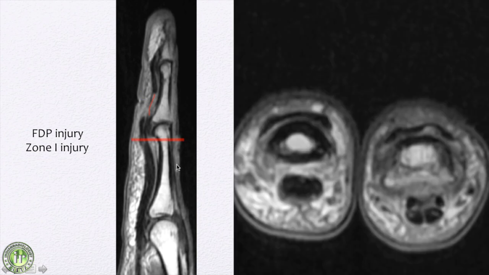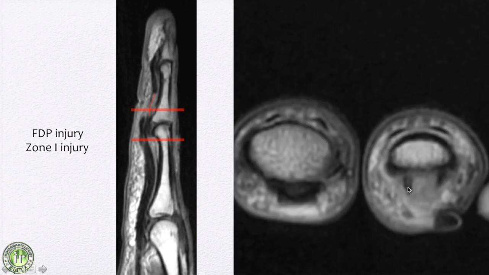So here you can see that the insertion of the tendon is intact, but at the level of the middle phalanx, there is a tear, and this is the gap between the torn tendon ends. So this superficial tendon is the FDP tendon, and the deeper one is the FDS tendon because we are distal to the level of the proximal phalanx. On the axial images, you can appreciate that the FDS tendon looks intact. The FDP tendons have a longitudinal split within them.